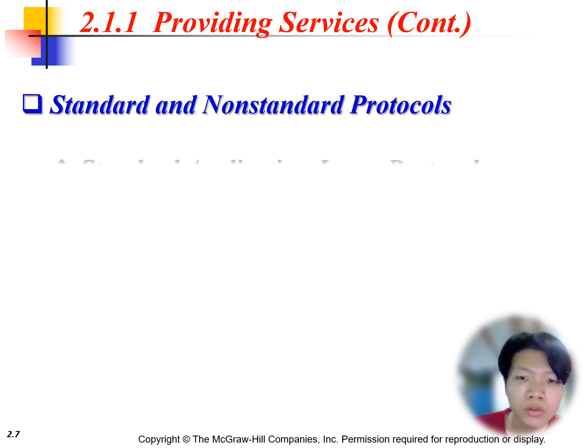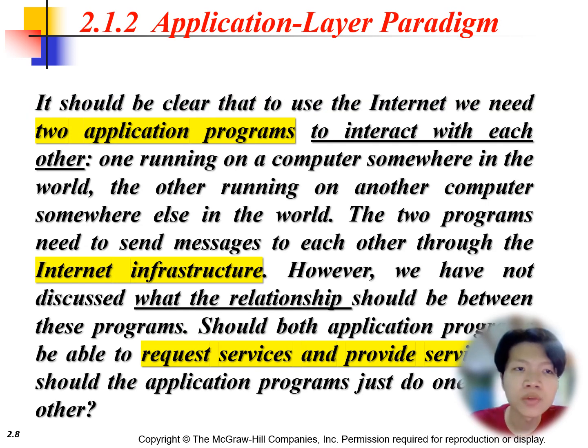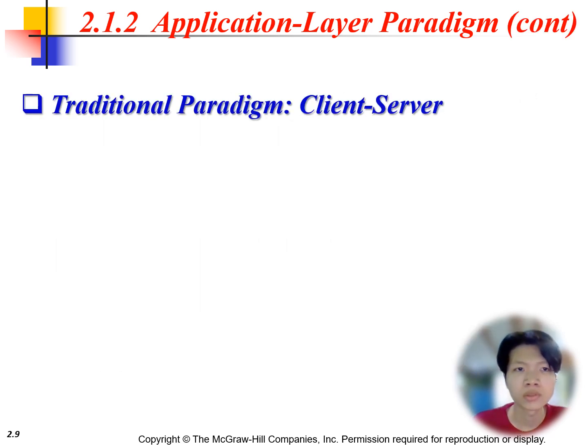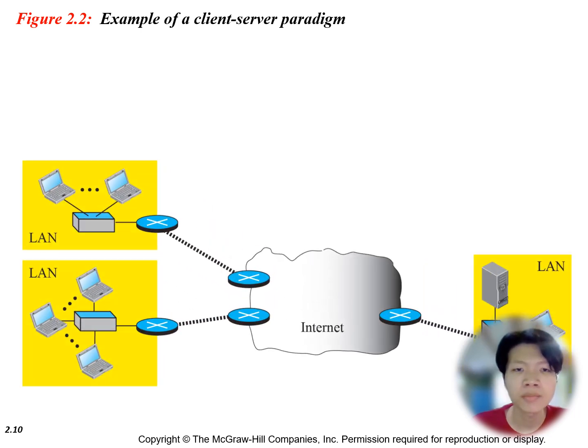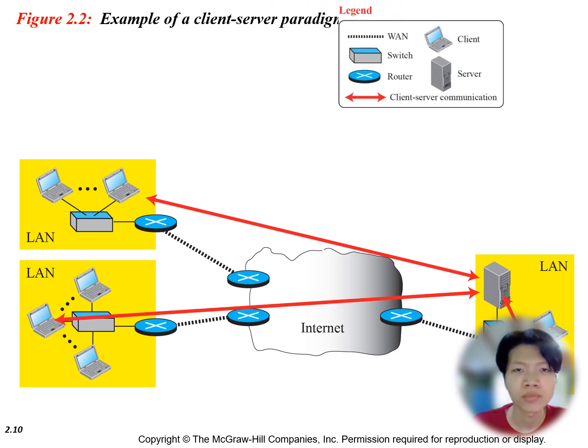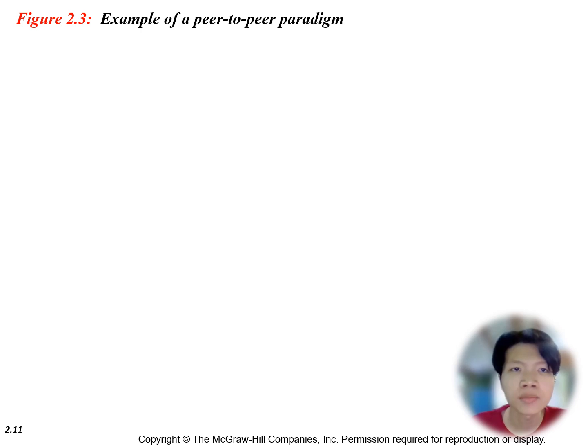Standard and non-standard protocols. It should be clear that to use the Internet we need two application programs to interact with each other, one running on a computer somewhere in the world, the other running on another computer somewhere else in the world. The two programs need to send messages to each other through the Internet infrastructure. However, we have not discussed what the relationship should be between these programs. Should both application programs be able to request services and provide services, or should the application programs just do one or the other? This is an example of a client-server paradigm, and this is an example of a peer-to-peer paradigm.